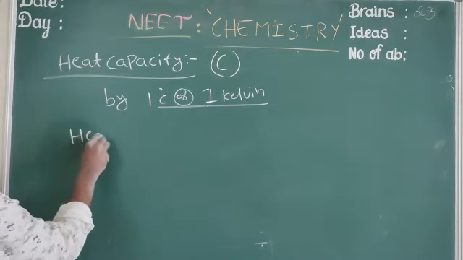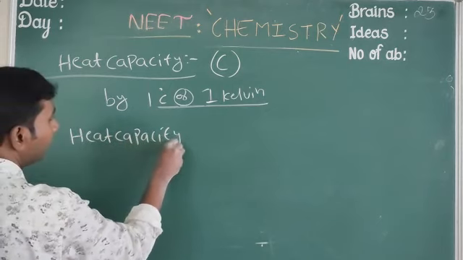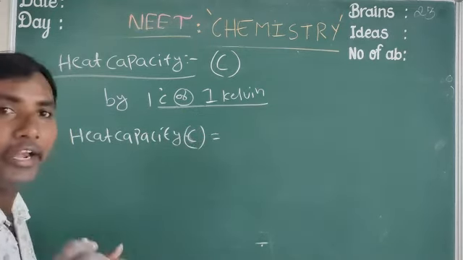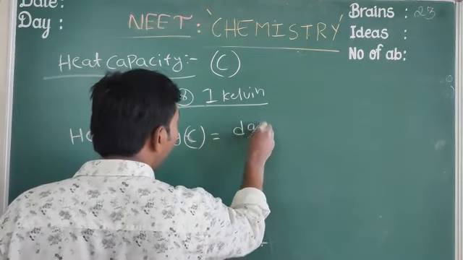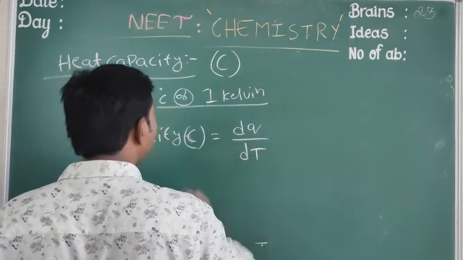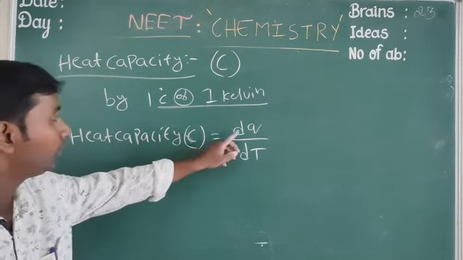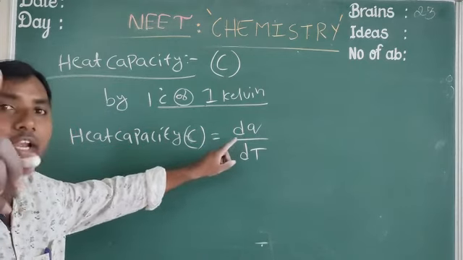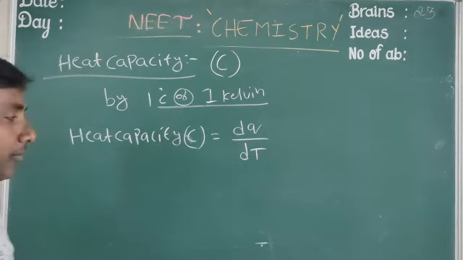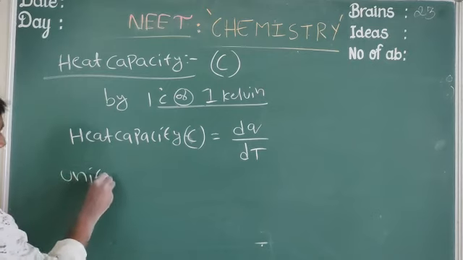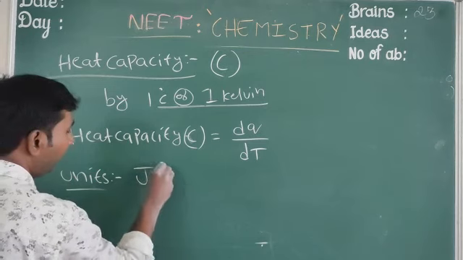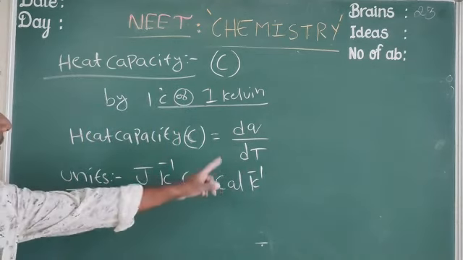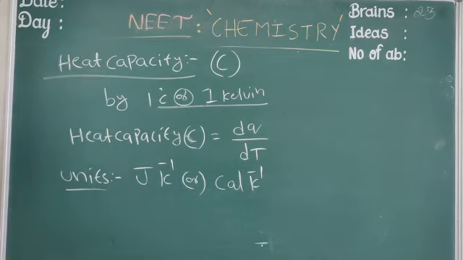So heat capacity, capital C, equal to the heat energy required, dQ, by the change in temperature, dT. This is the heat capacity.